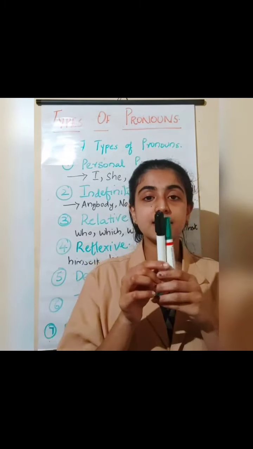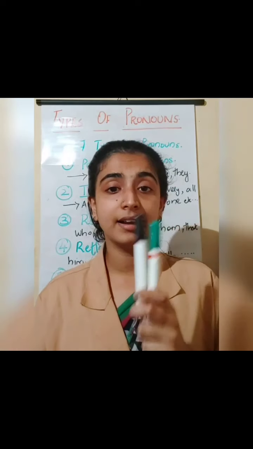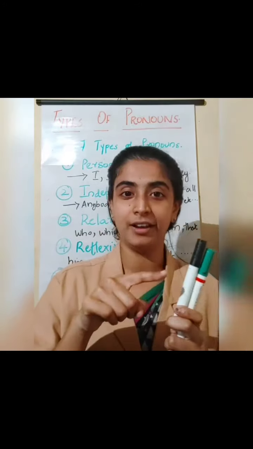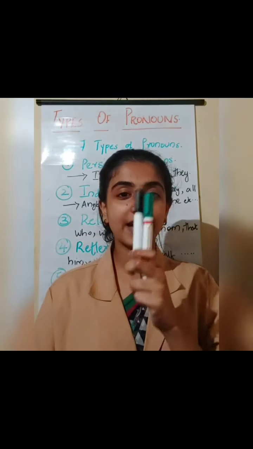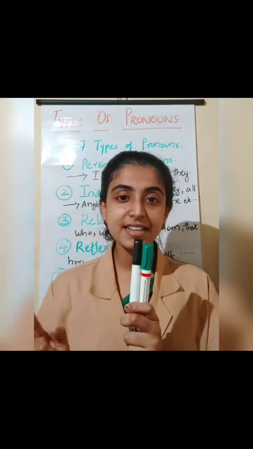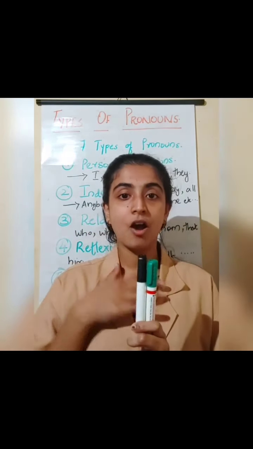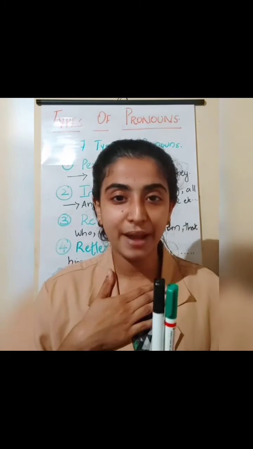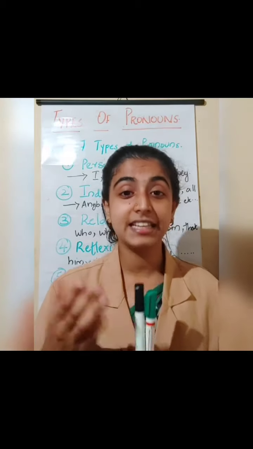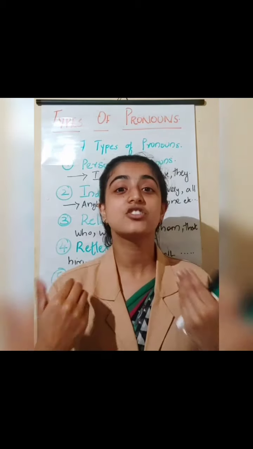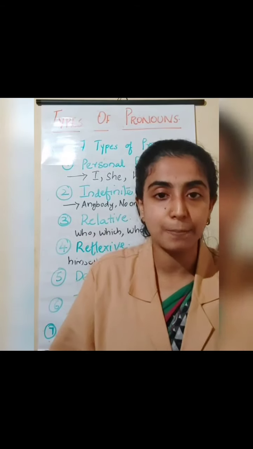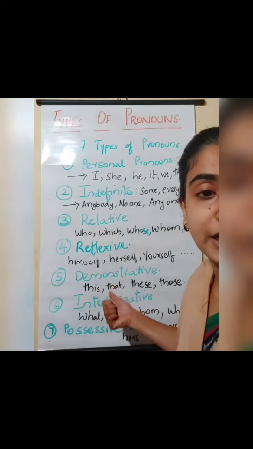Suppose I'm saying this one. There are two pens, isn't it? So I can't use this. This is a singular thing. If I want to say about these two pens, how can I demonstrate it? How can I explain it? I can say, these are my pens, isn't it? These are my pens. So these are the demonstrative pronouns. Demonstrative means in order to explain about something, we'll be using a demonstrative pronoun.